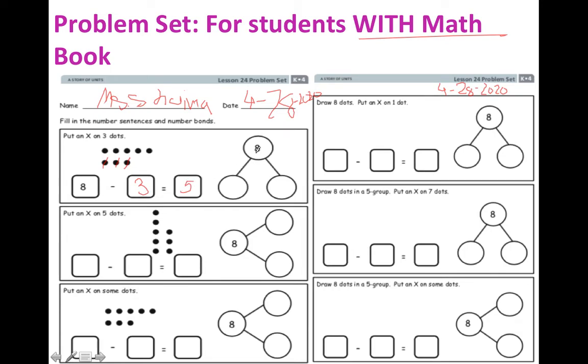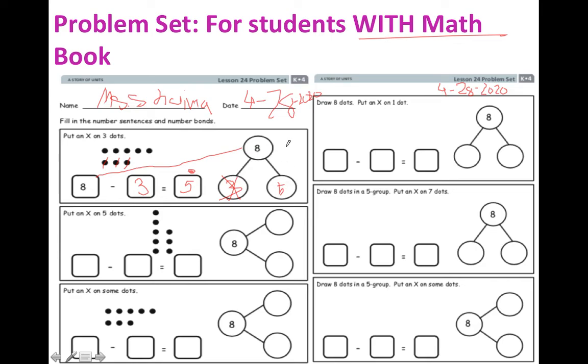Very good. The number bond says 8 is the whole, and you have the 2 parts. Since 8 is the whole, 8 matches with this. One of the parts, it says we crossed off 3. So that means 3 has to be one of the parts, and we crossed it off because it's a subtraction problem. That leaves us with the only number, which is the answer, 5.